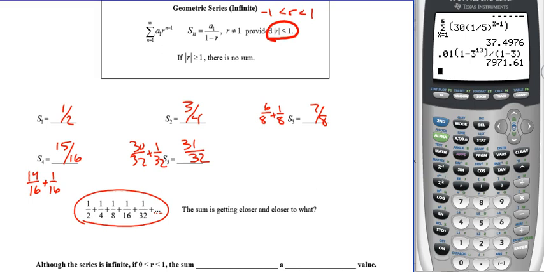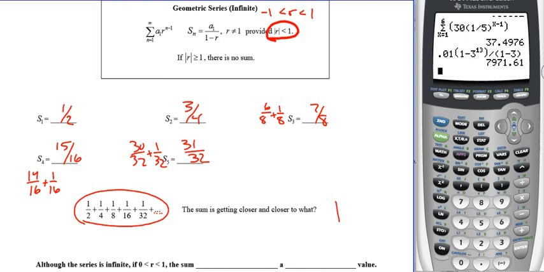So what's happening here, right? As I keep adding on to another, as I go along this series, it's going to keep getting closer and closer to what value? 1. Keeps getting closer and closer to 1.